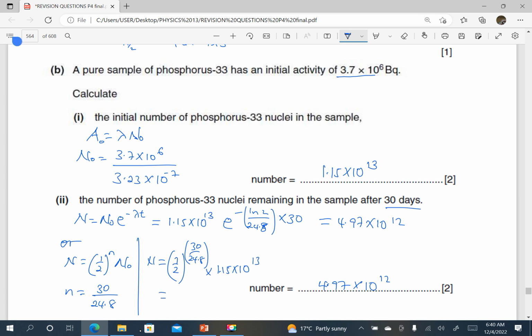So I'll just say 0.5 power, in brackets, 30 over 24.8. Then I multiply this by 1.15 times 10 power 13. I get the same answer, 4.97 times 10 power 12. The second method is always easier according to students, but I don't know which one is easier for you. As long as you're good at using your calculator, then it will be easy.